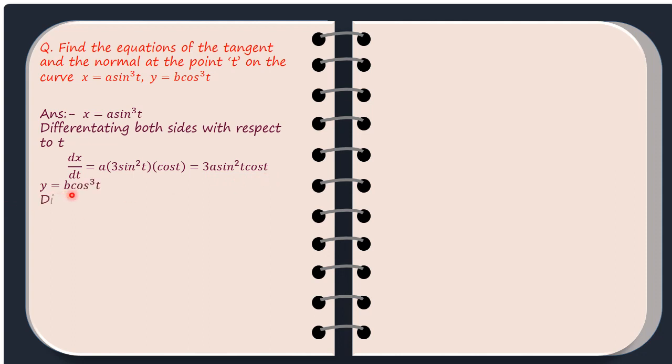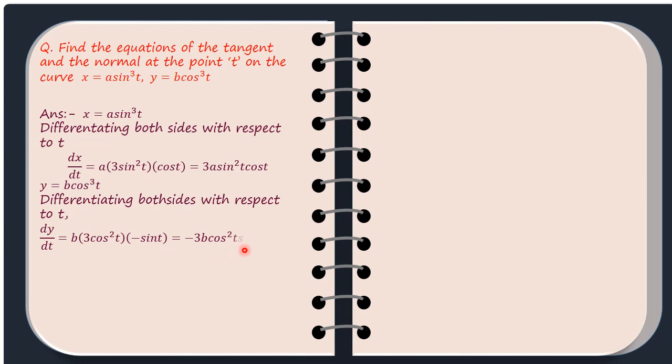Now y is equal to b cos cube t. If we differentiate this b cos cube t, we will find dy/dt is given by b, the differentiation of cos cube t is 3 cos square t, and the derivative of cos t is minus sin t. So here is the differentiation dy/dt. Now we can find the slope of the tangent, that is dy/dx at the point t, so dy/dt by dx/dt.